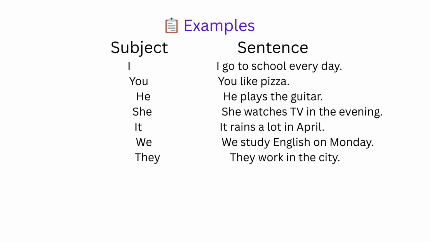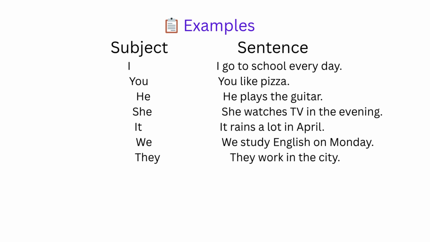Here are the examples shown in the chart, along with a short explanation of each. Let's take a look. With I, we say, I go to school every day. We use the base form of the verb, no s needed. With you, we say, you like pizza. Again, no changes to the verb, just the base form. Now, pay attention to the next three, he, she, and it, because these are a little different.